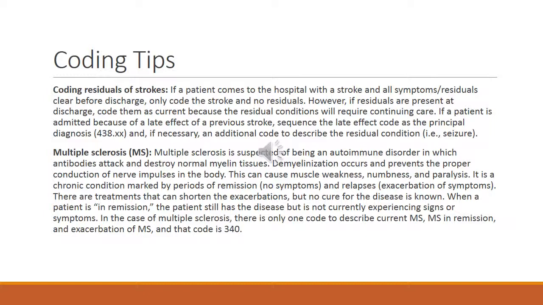Next, multiple sclerosis. Multiple sclerosis is suspected of being an autoimmune disorder in which antibodies attack and destroy normal myelin tissue. Demyelinization occurs and prevents the proper conduction of nerve impulses in the body. This can cause muscle weakness, numbness, and paralysis. It's a chronic condition marked by periods of remission, meaning no symptoms, and relapses, meaning exacerbation of symptoms. There are treatments that can shorten the exacerbations, but no cure for the disease is known.